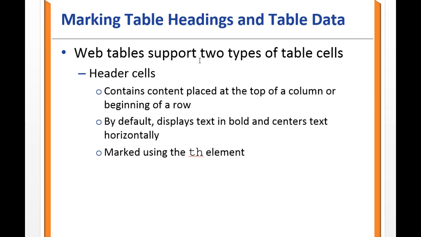Web tables support 2 types of table cell. One is the header cell. The header cell contains content placed at the top of a column or the beginning of a row. By default, the displayed text in there is bold and centered horizontally. You can mark it using the TH tag, which is for the table header cell.